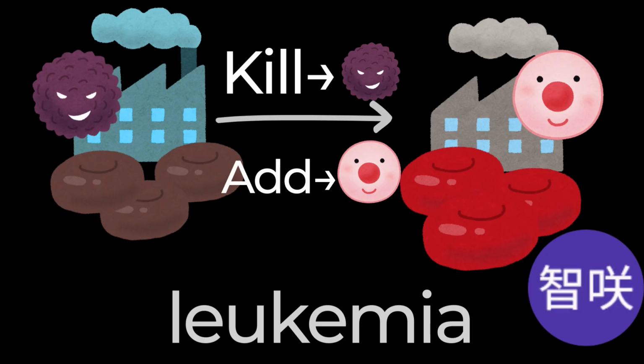Imagine the bone marrow as a factory that makes blood. In diseases like leukemia, this factory is broken and produces cancer cells. To fix this, we need to reset the system. We use strong treatment to clear out the bad cells, and then we replace them with healthy stem cells from a donor. This is what we call hematopoietic stem cell transplantation, HSCT.